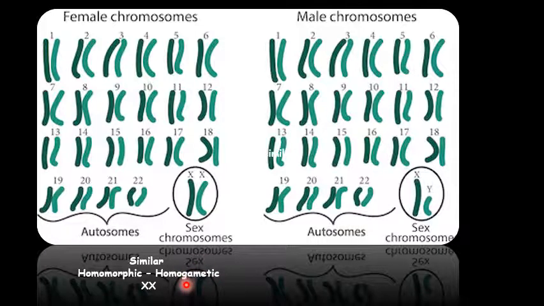Gametes means what? Egg or sperm, right? Since all the gamete cells contain the same type of chromosome, we call them homogametic. And since they look similar to each other, we call them homomorphic.